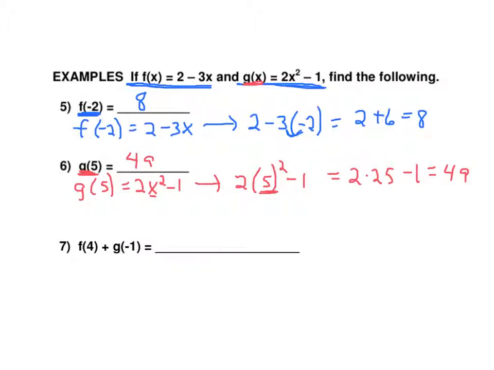Number 7 has basically 2 problems to it. You have f of 4, so you're going to use the first equation, the f of x, and then it has the g of negative 1. So let's start with f of 4. So I take f and put it there, f of 4, and then I just substitute it.